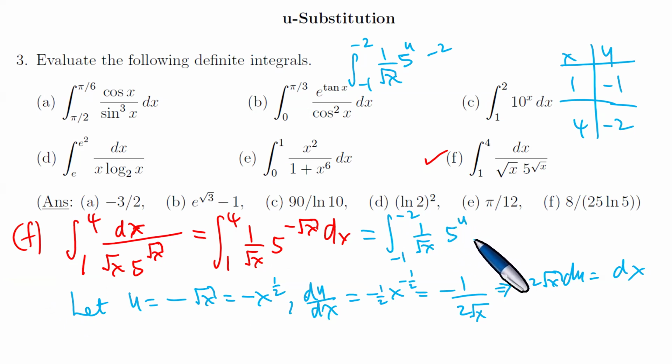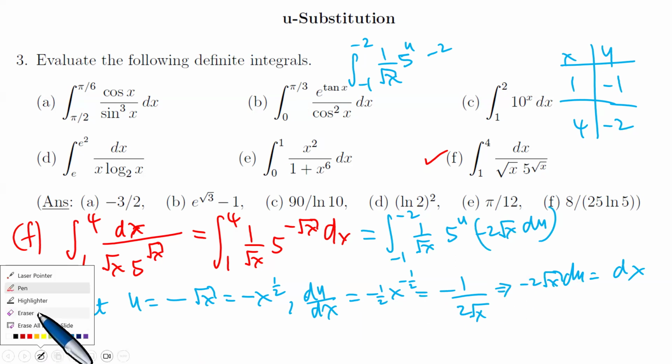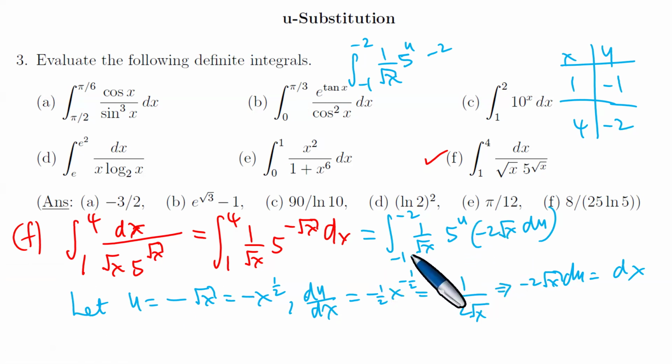Five to the power u. What is dx? Right, dx is minus 2 the square root of x du. Like that. Okay, you can put some brackets here. This cancels. Okay, let us continue.